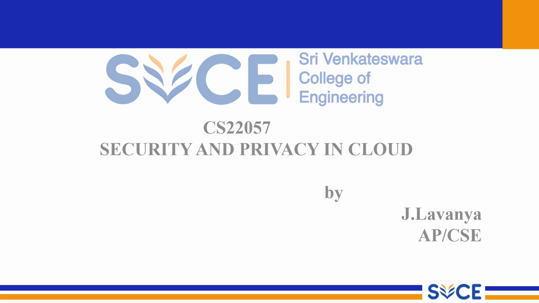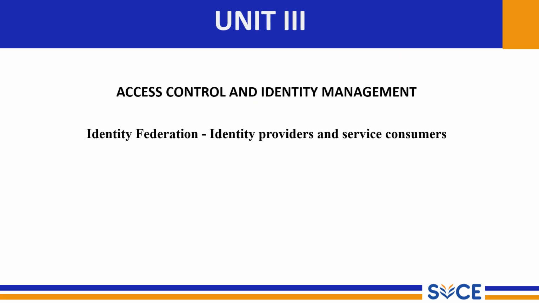So today we are going to discuss Unit 3. The topic is access control and identity management. Under this, we are going to see identity federation, identity providers, and service consumers.